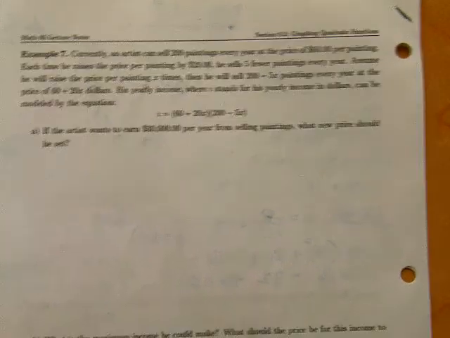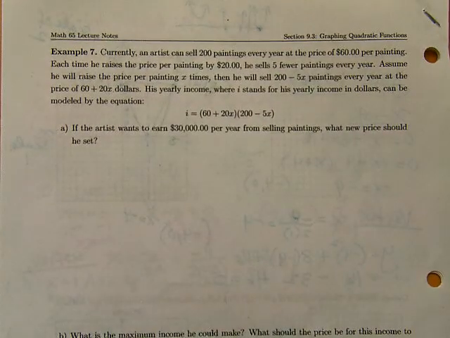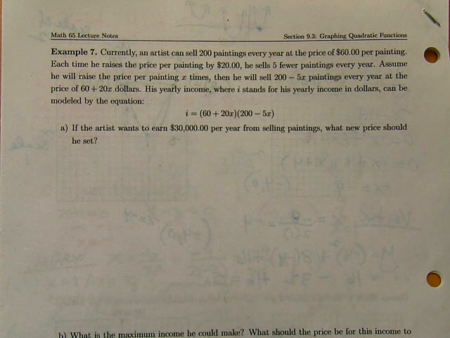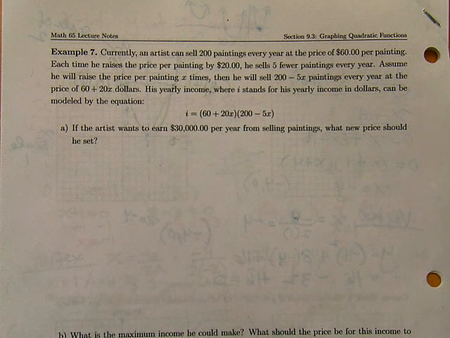All right, in the interest of time, let's go ahead and go on to the word problem on the back page. So this says, currently an artist can sell 200 paintings every year at the price of $60 per painting. Each time he raises the price per painting by $20, he sells 5 fewer paintings. Assume he will raise the price per painting X times, then he will sell.